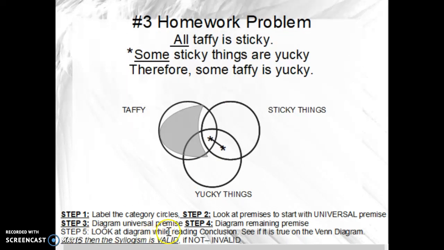Step 5 says look at the diagram while reading the conclusion. See if it's true on the Venn diagram. If it is, then the syllogism is valid. If not, invalid. So I'm looking at the conclusion. Therefore, some taffy is yucky. So I'm looking where taffy would overlap yucky things.